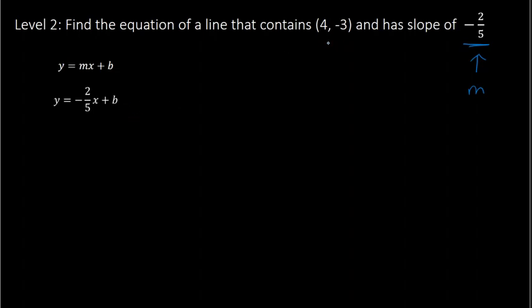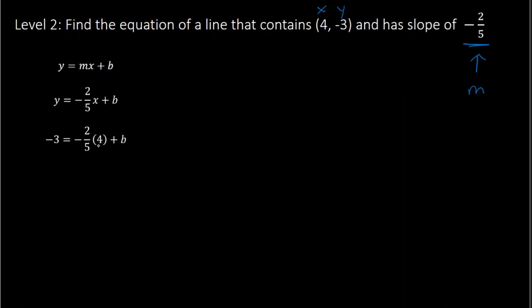Well, I can use the other piece of information that I know. I know this point 4, -3. I know that 4 is my x value and -3 is my y value. And this point will fall on the line. So what I can do is plug these values in for x and y and use that to find b. So let's do that. We have, instead of y, we put -3, and instead of x, we put a 4. Now from here, we can solve this for b.